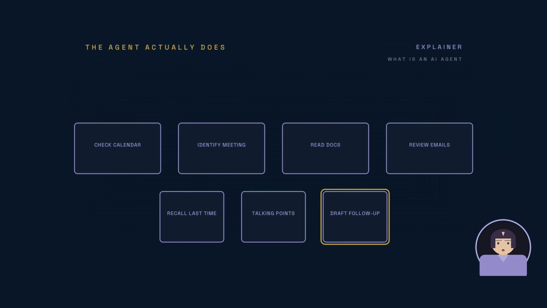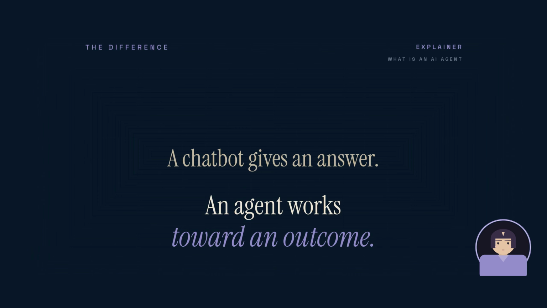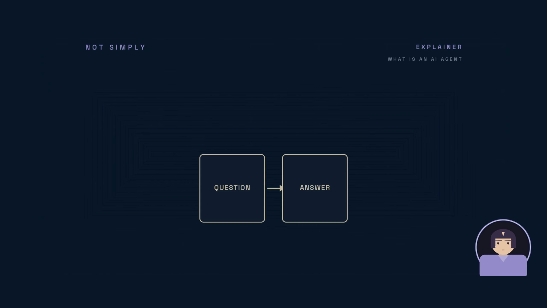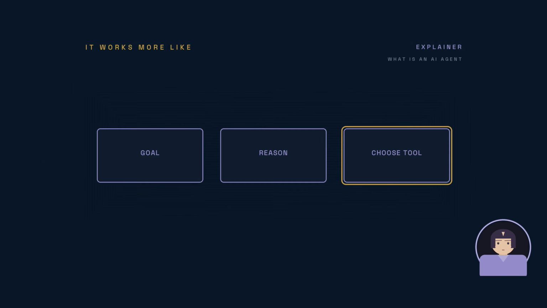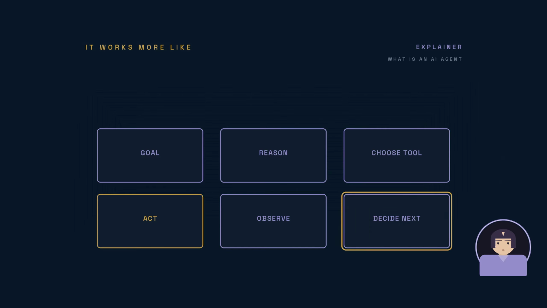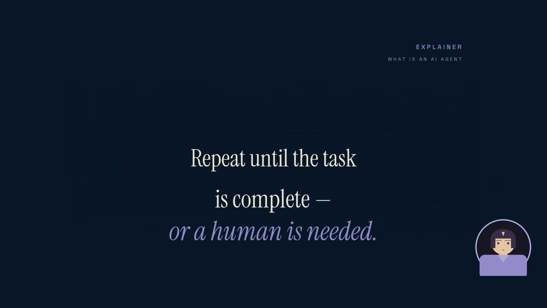An agent does not simply follow, question, answer. It works more like goal, reason, choose a tool, act, observe the result, decide what to do next, then repeat until the task is complete or human approval is required. Think, act, observe, remember, repeat. The same idea works everywhere.